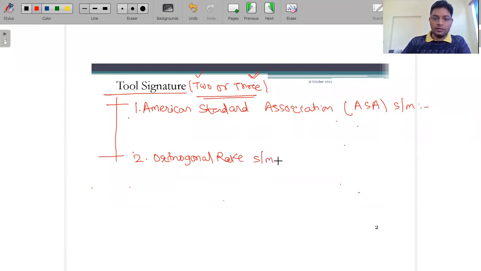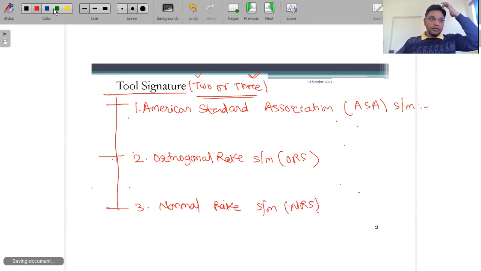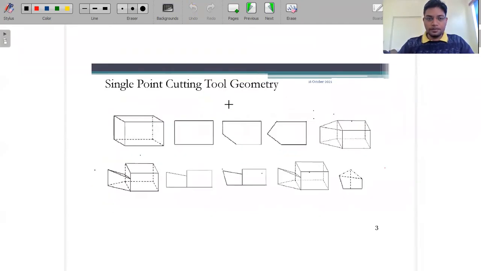Orthogonal rake system, ORS. Okay, and if we go through the Indian authors, then they mention the normal rake system. Normal rake system, that is NRS. Okay, so what terminology we have to use here, I will discuss later on. First of all, we should go through the geometry of a single point cutting tool.